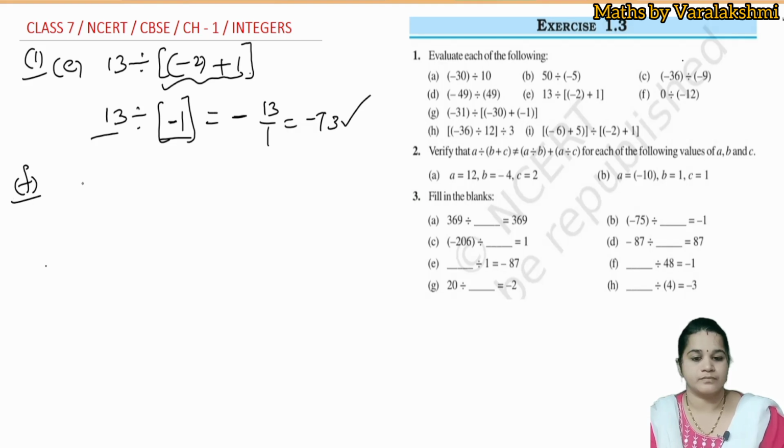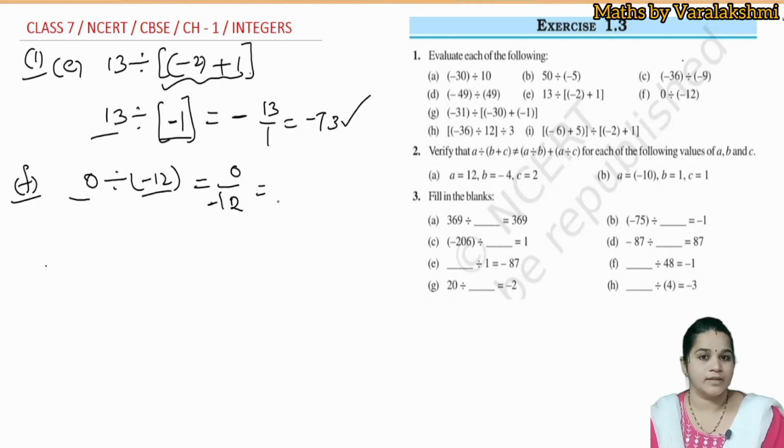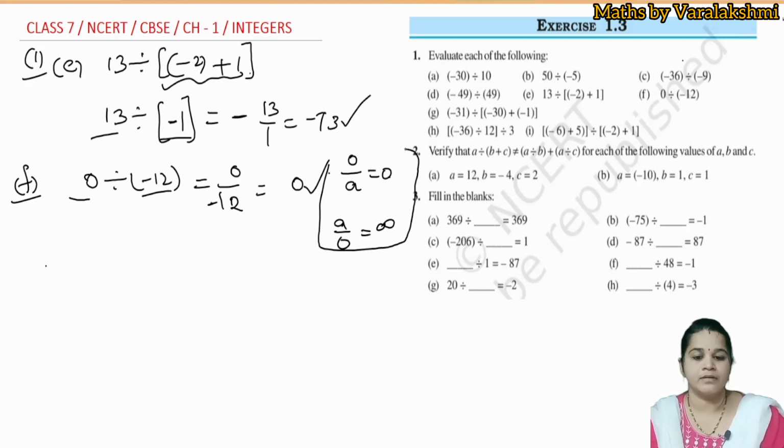F, 0 divided by minus 12. Okay, it's a neutral number. 0 by minus 12. I have already taught you in our part 1 video that 0 by anything is 0, right? So 0 by anything is 0. Anything by 0 is infinity. Okay, we need to remember these two.